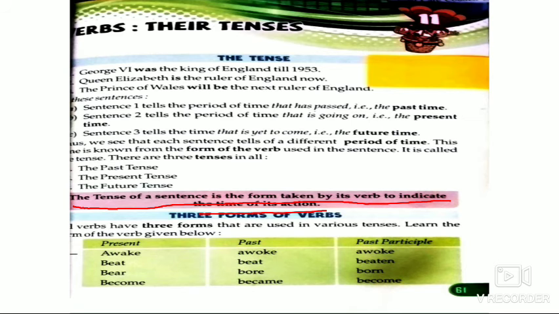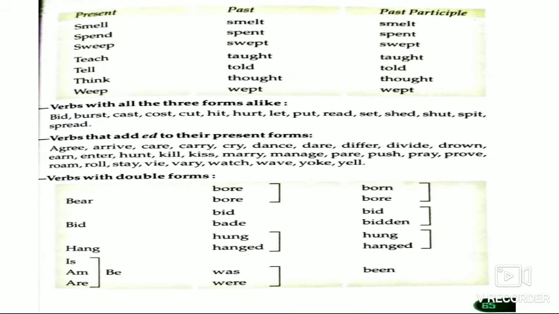We have three kinds of tenses: the past tense, the present tense and the future tense. Those are the three types of tense that we have, and we are going to learn about them. You have already read the three forms of verbs: the present form, the past form and the past participle form. I will not go into the detail again, we have already explained it.